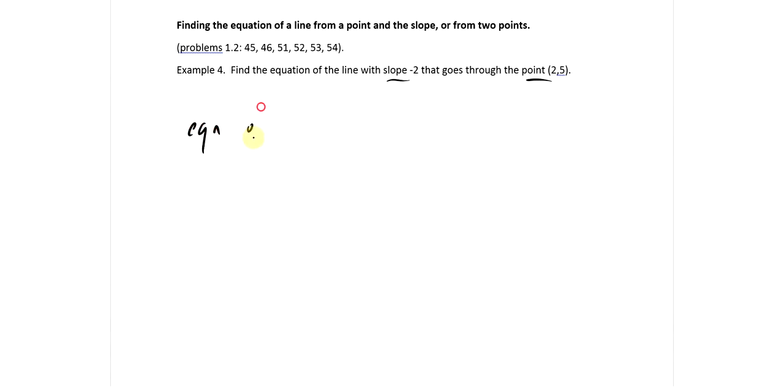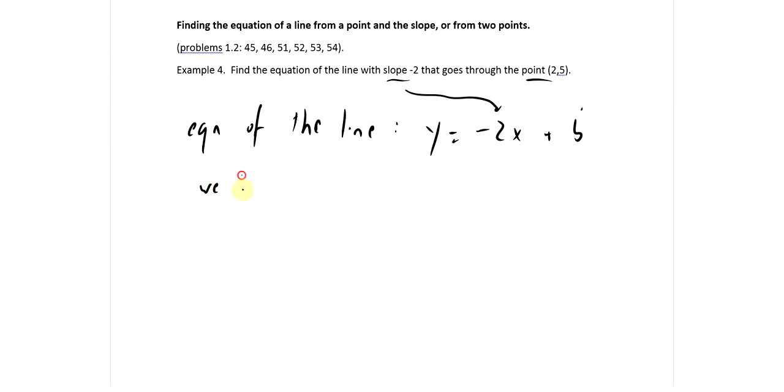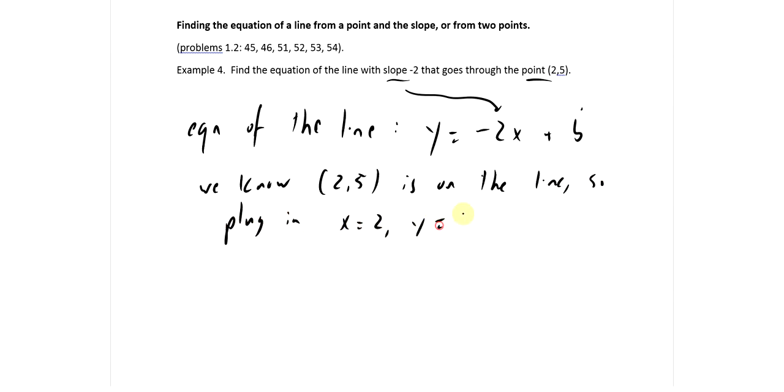that an equation of a line is y equals minus 2x plus b. We don't know the y-intercept, but we do know that the slope is minus 2. How can we get the y-intercept? We know that the point 2, 5 is on the line. And so that means we can plug in x equals 2, y equals 5 into this equation. And then we can find b.